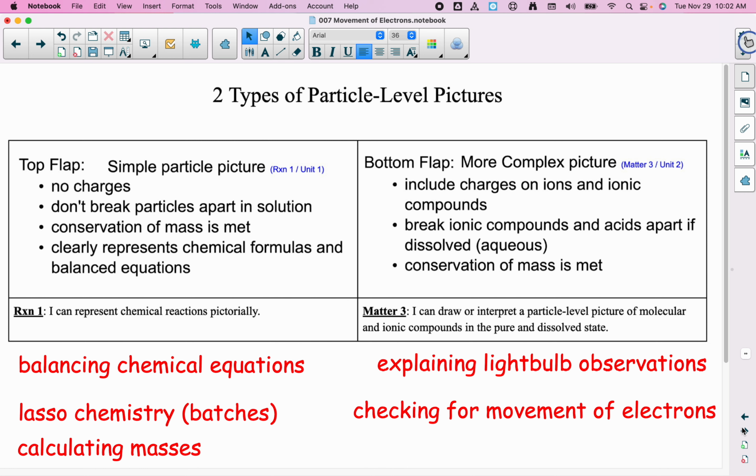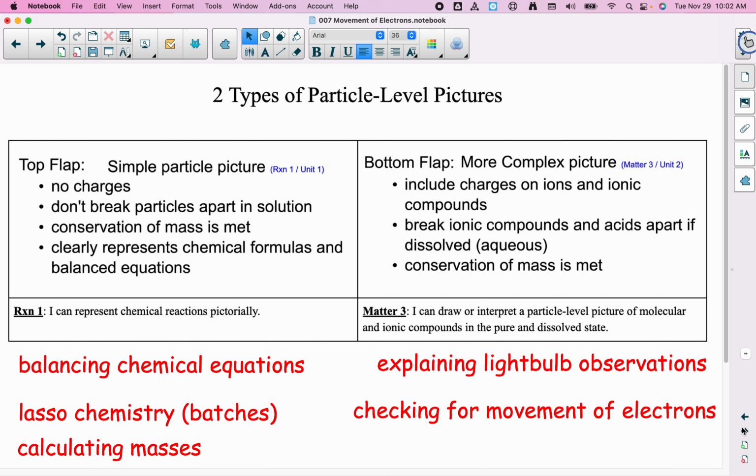Our bottom flap picture is a more complex representation of our situation. We're going to include charges on ions and ionic compounds. We're going to break up the ionic compounds and the acids if they're dissolved in aqueous solution. We're going to keep meeting our law of conservation of mass, but this meets our target for matter 3. We did this in Unit 2 when we talked about what things lit the light bulb and what don't. This is the picture that we're going to need to explain our light bulb observations. So if you have to explain the light bulb, your bottom flap picture is going to help you.